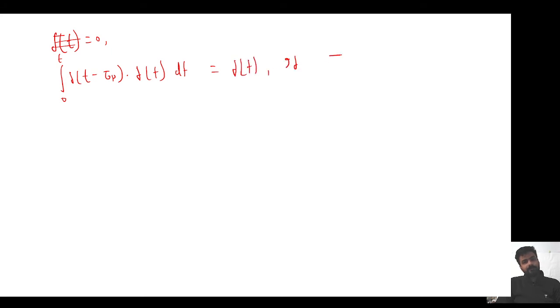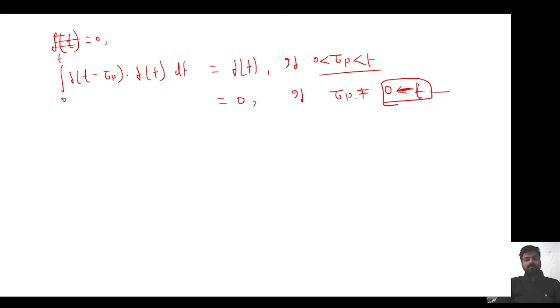When we talk about the Dirac delta function, delta(t) equals 0 except at 0. Just understand one thing: if we are talking about the integral from 0 to t of delta(t - tau_p) times f(t) dt, that is equal to f(tau_p) if tau_p lies between 0 and t, and it is equal to 0 if tau_p does not lie between 0 and t. If it does not lie in between, then it will be equal to 0.